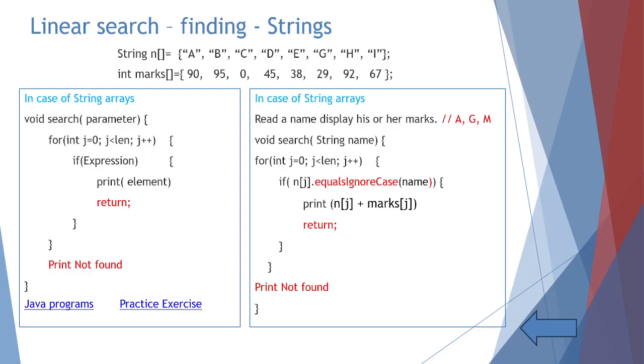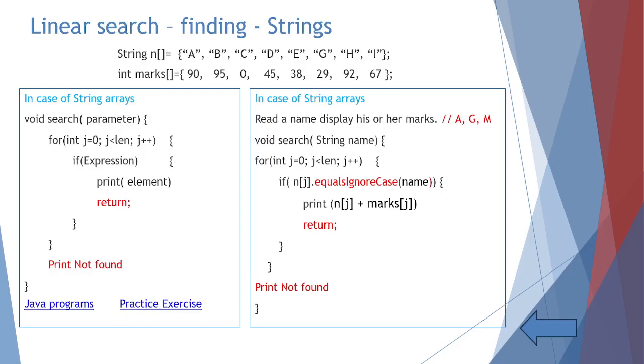The second time, if we execute, G is the input. Again, running the for loop. Is n of j, that is first time A, equivalent to G or not? No. Second time B, no. C, D, E, G, yes. Immediately print n of j, that is G, we can print name also, plus marks of j, from marks the same index, that is 29 would be printed, and immediately return.